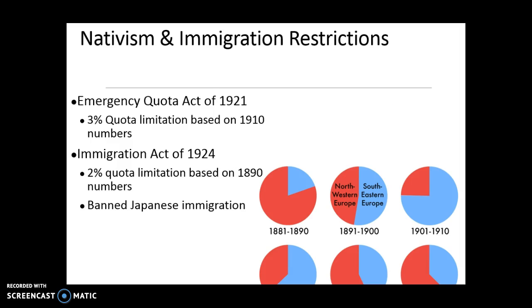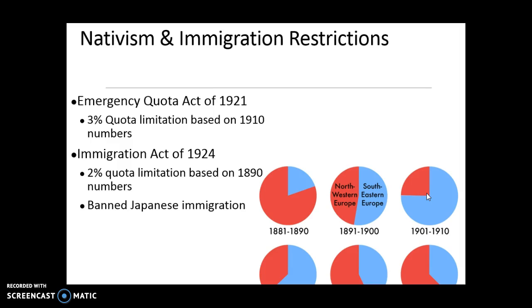Last part is immigration restrictions. You do need to know these two acts, not necessarily the numbers, but what they purposely did. Both the Emergency Quota Act of 1921 and the Immigration Act of 1924 set quotas, or the maximum amount of immigrants that will be accepted from a nation, based on previous census numbers. So in 1910, 3/4 of the people coming into the United States, in blue, you can see on the chart, is Southern and Eastern Europeans. We're going to take 3% of that from each nation.